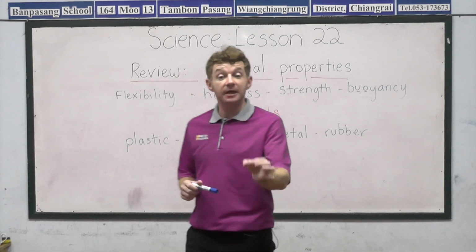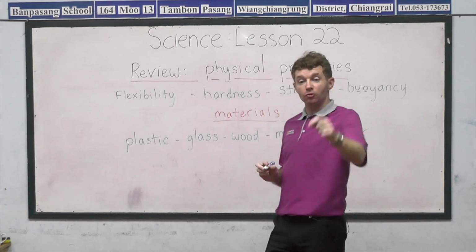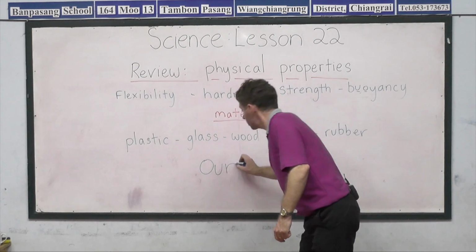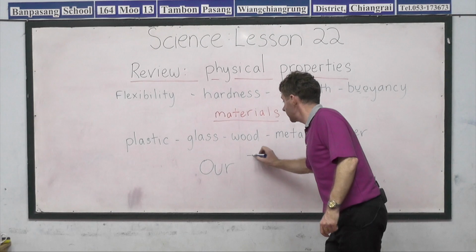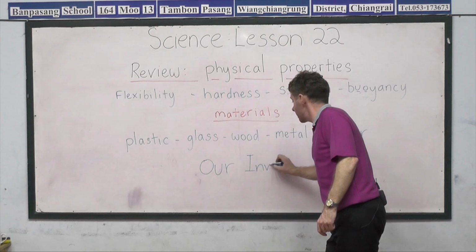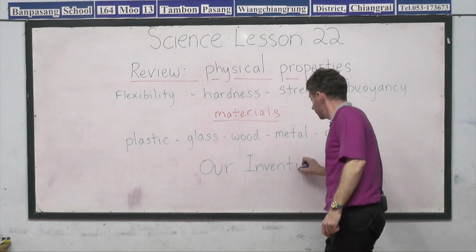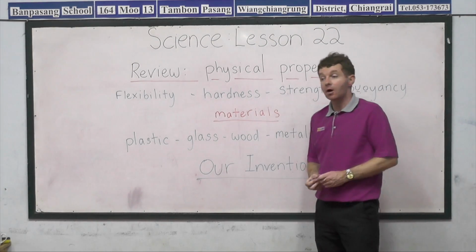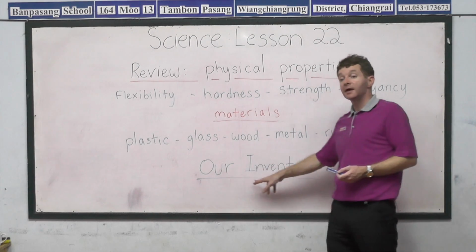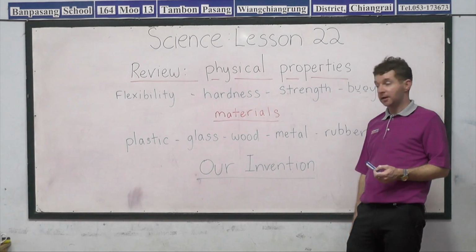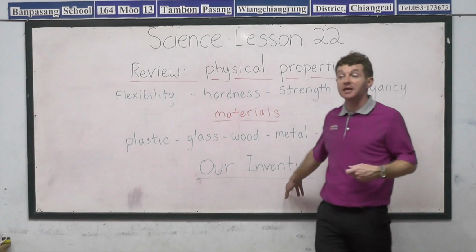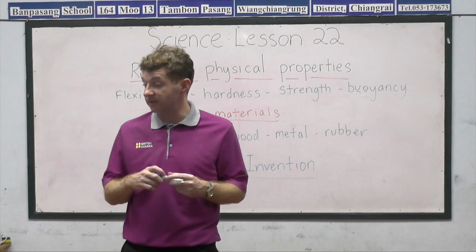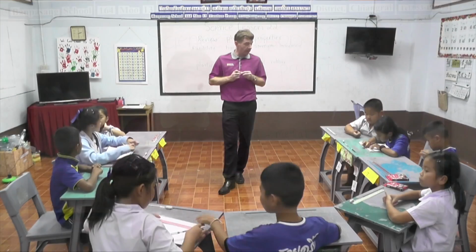Okay, so give your teams a name and then write on your sheet the name of your thing or invention, okay? The name of the thing that you will make for your team. Ready, guys? Or invention. Yes, invention is the thing you are going to make. And it must have 2 physical properties and 2 materials.